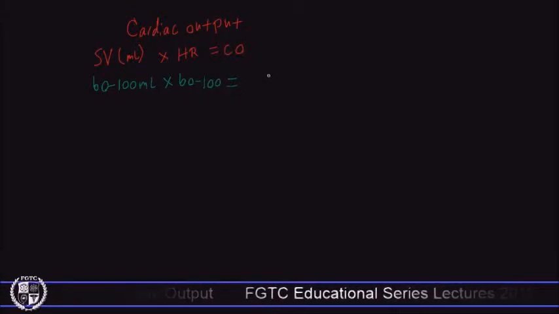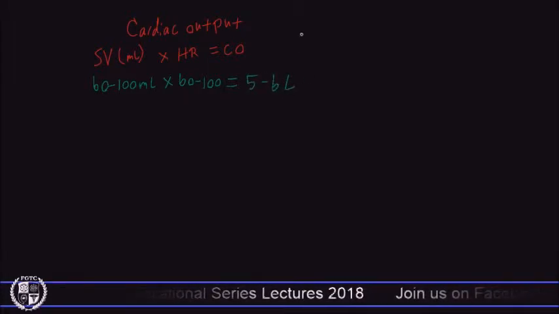So a normal cardiac output for a normal adult human is going to be 5 to 6 liters, which is going to be 5,000 to 6,000 milliliters. There is 1,000 milliliters for every liter, so we wind up with 5,000 to 6,000 milliliters.